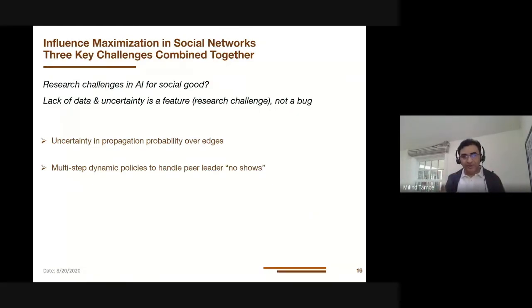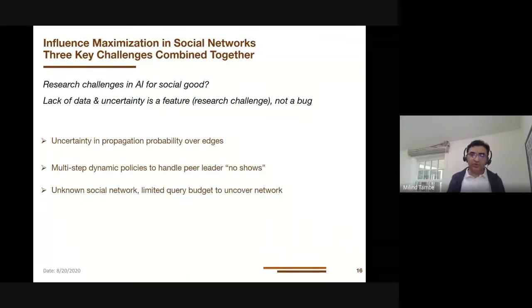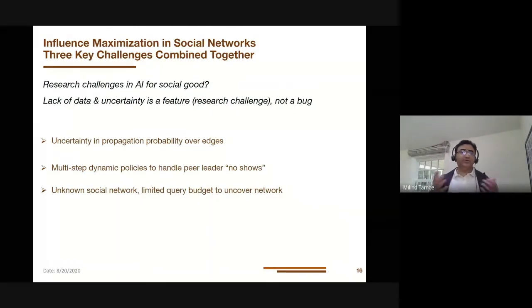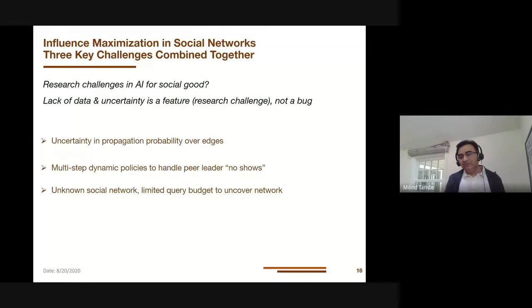So we invite a few at a time, and that leads to a multi-step problem. And finally, the social network itself is not known. Traditional influence maximization assumes that the social network is known, but in reality, we just don't know the social network. So we have to query individual youth to figure out what their social network is. But we can't query all of the youth. We can only query a small budget, a small number of youth, to uncover the social network. So we do some intelligent sampling, and I'll discuss what I mean by that.